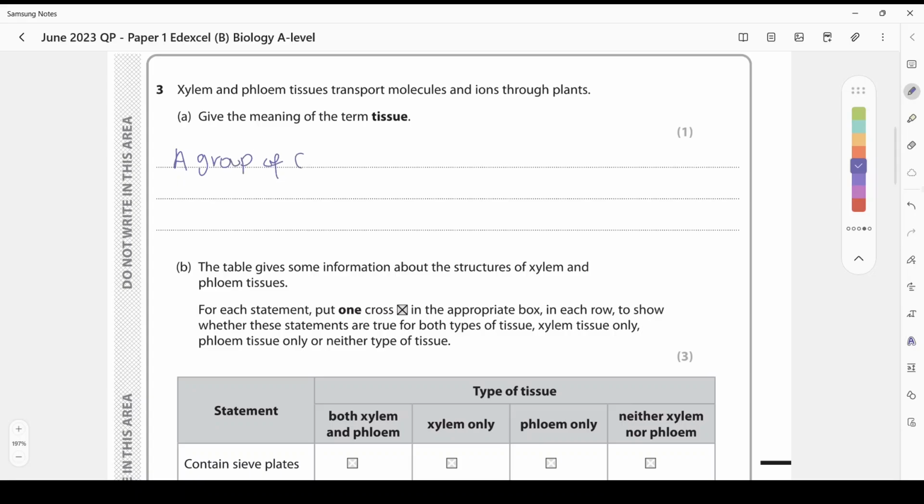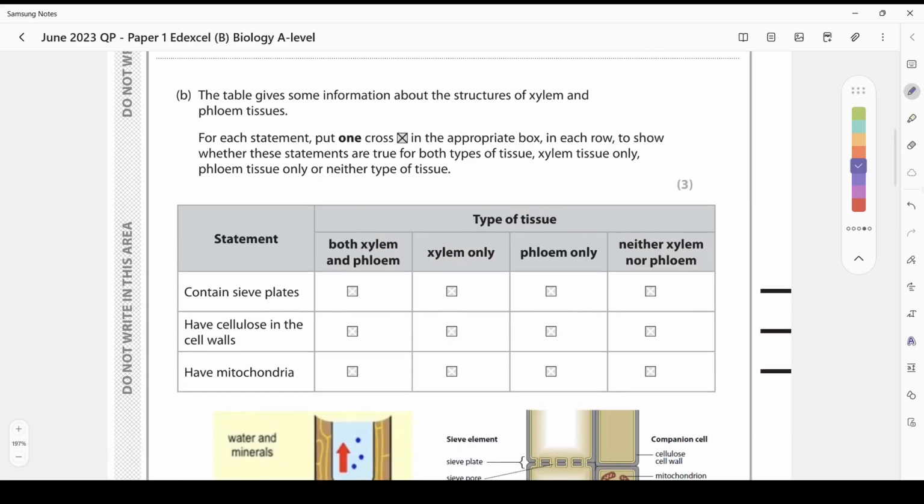A group of cells that perform similar function. All right, part B, the table gives some information about the structures of xylem and phloem tissues. For each statement, put one cross in the appropriate box in each row to show whether these statements are true for both types of tissue, xylem tissue only, phloem tissue only, or neither.